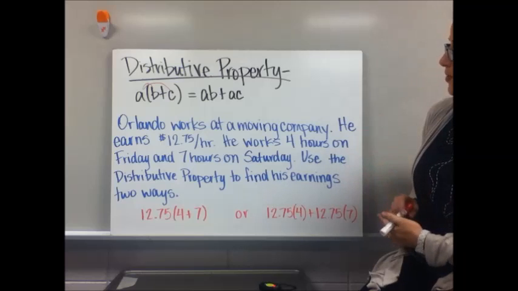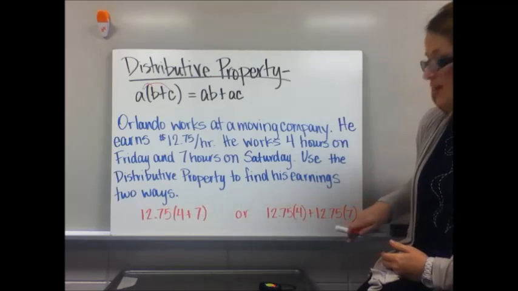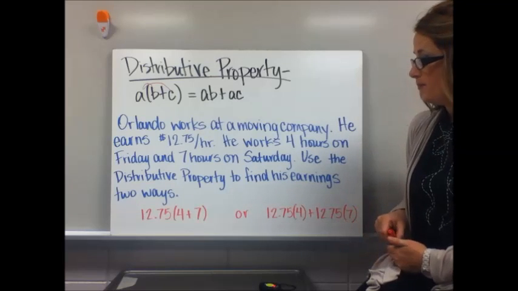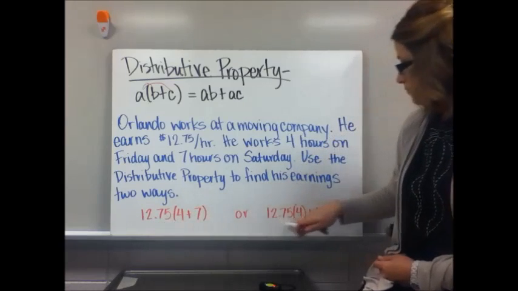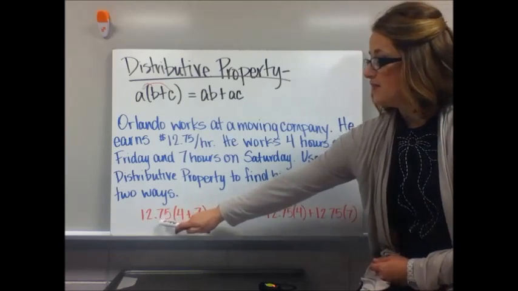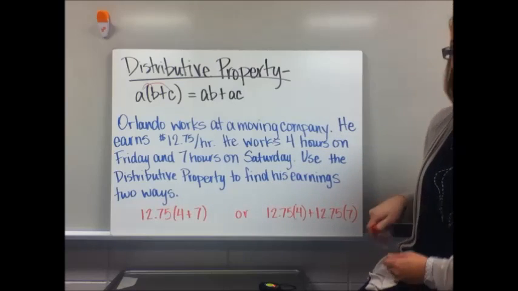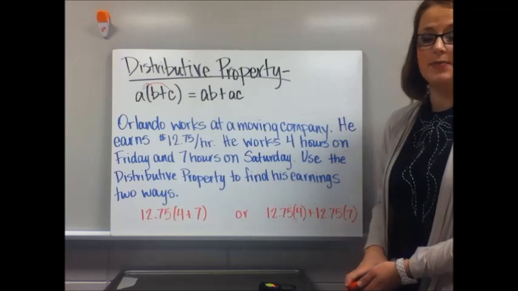What the distributive property does is it says that both of these methods are equivalent. I can multiply $12.75 times 4 plus $12.75 times 7. Either way is perfectly acceptable.